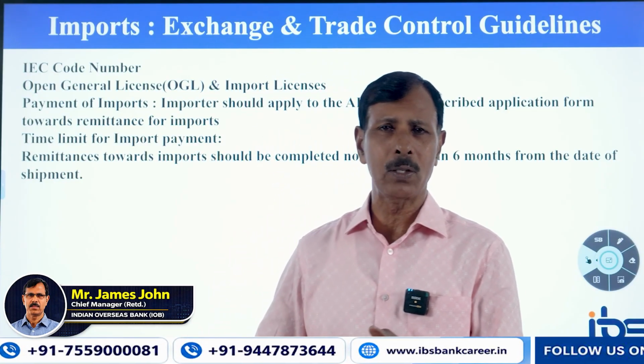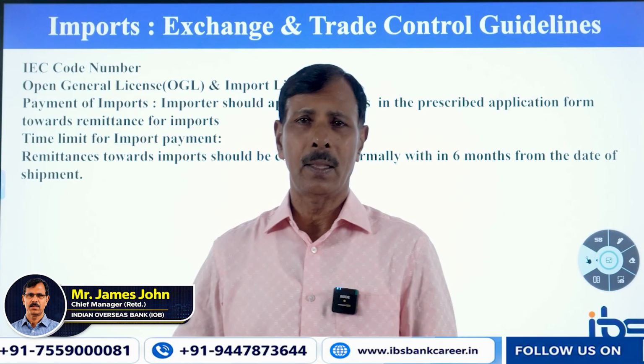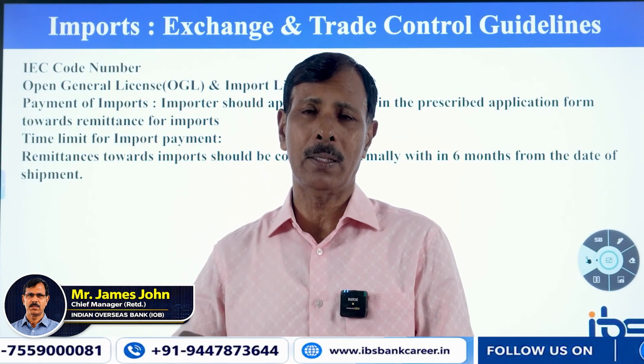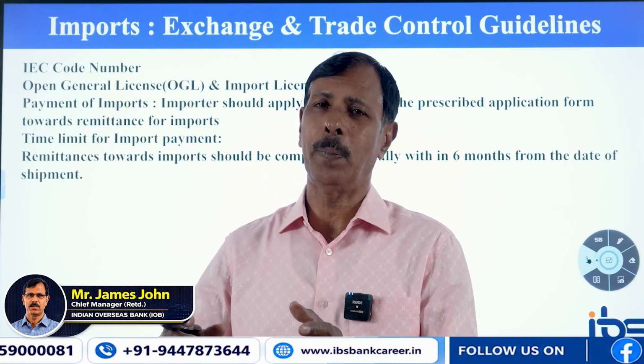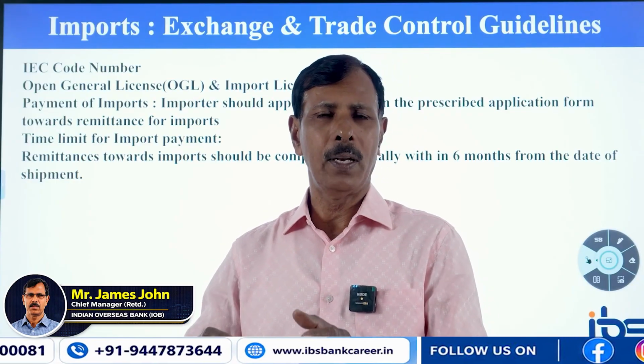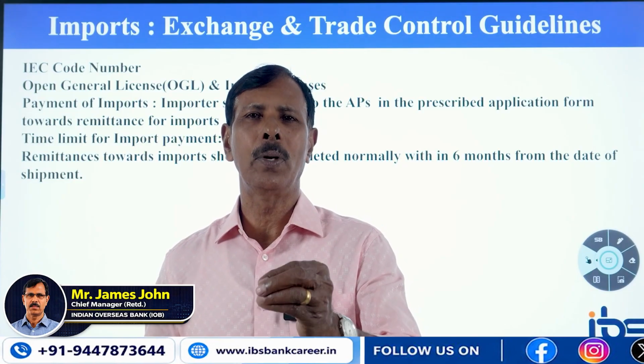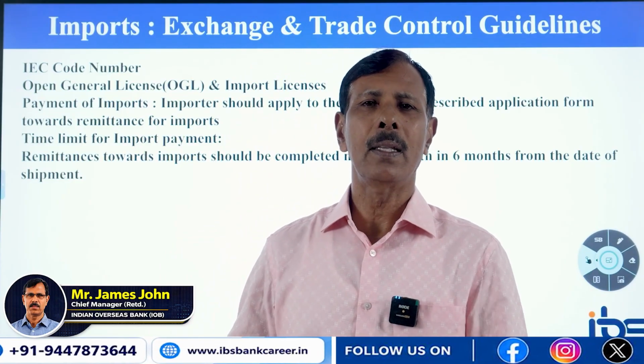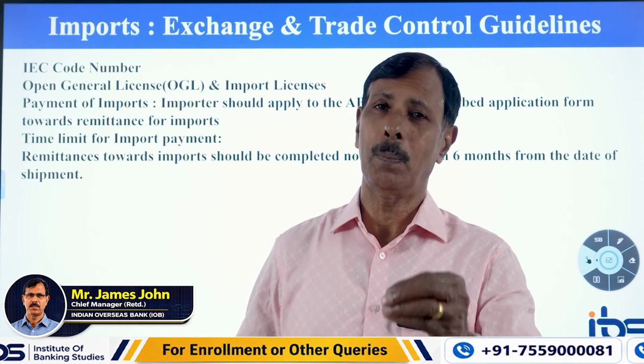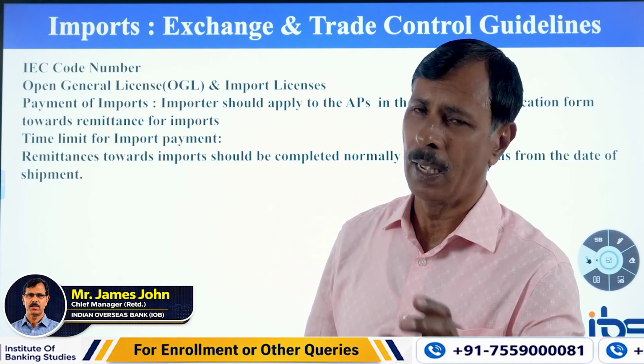And the relevance of the import license is the shipment should take place on or before the expiry of the import license. If the import license is expiring on 30th of September, and this is for importing a car from Japan, then the shipment in Japan should take place before 30th of September. That's the implication.